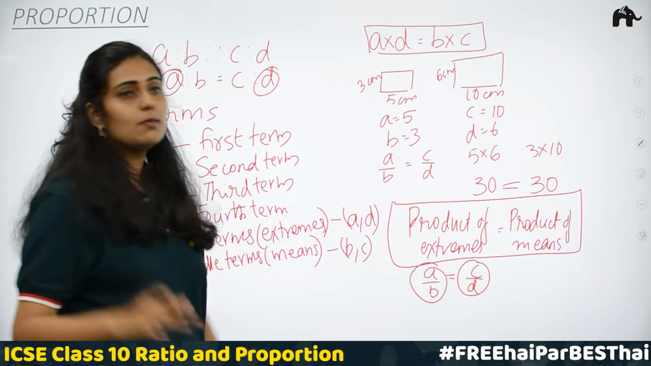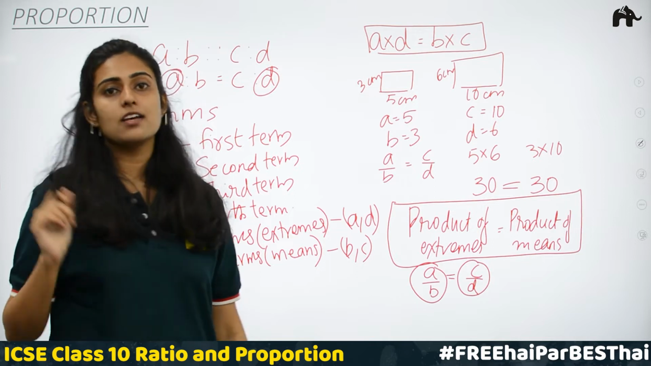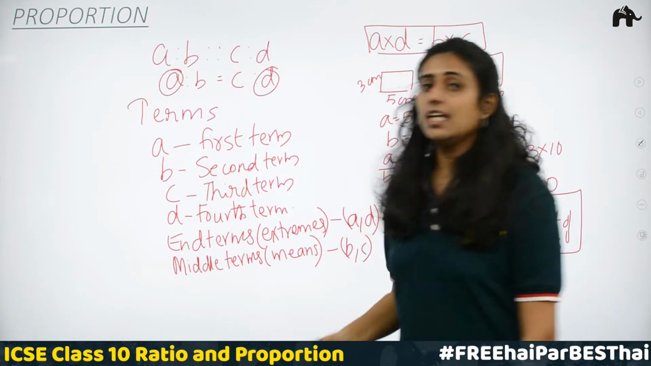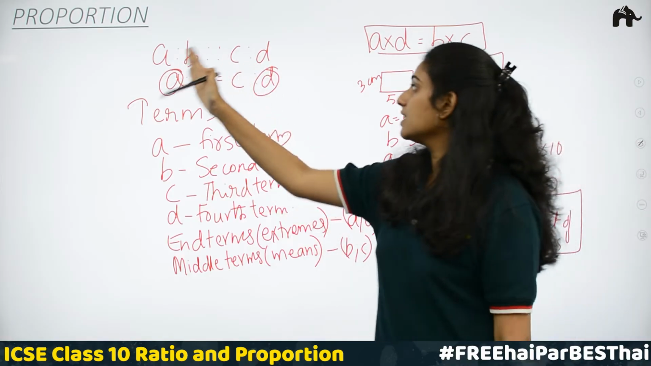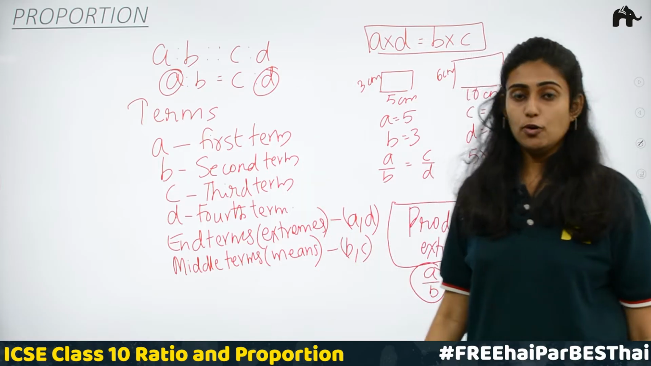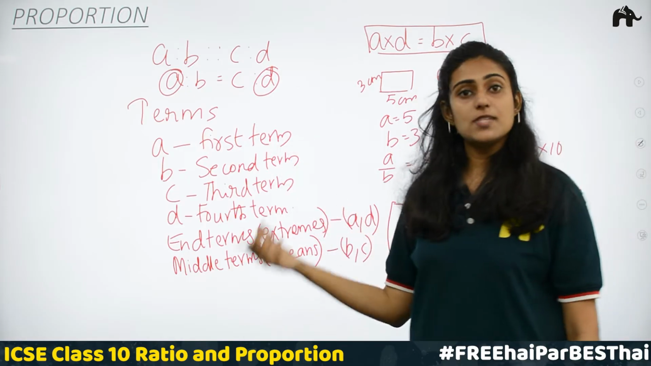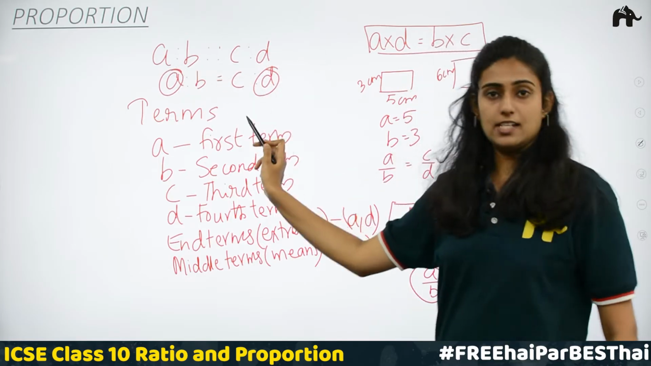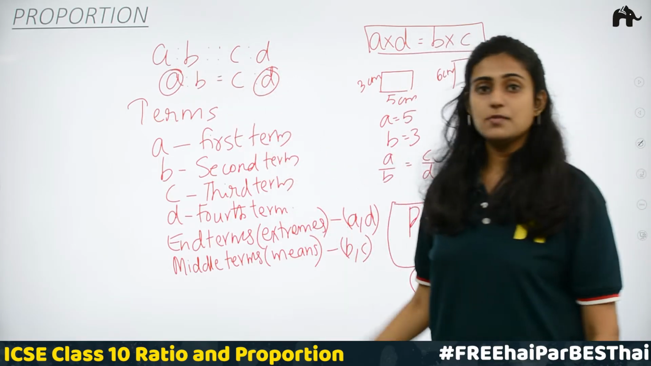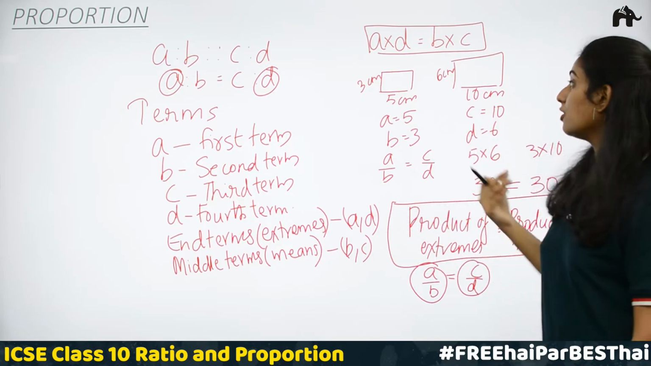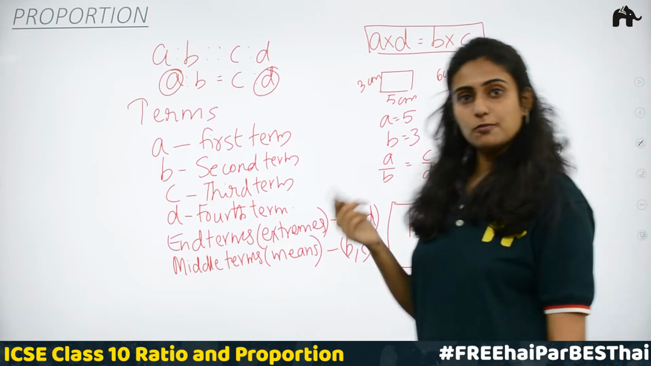Got it? These are the basic things you have to remember while studying proportion. First thing, A, B, C, D are called terms. A is the first term, B second term, C third term and D the fourth term. Then what are extremes and means? Extremes are the terms that come at the ends. Means are the terms which come in the middle. Then the product of extremes will always be equal to the product of means.